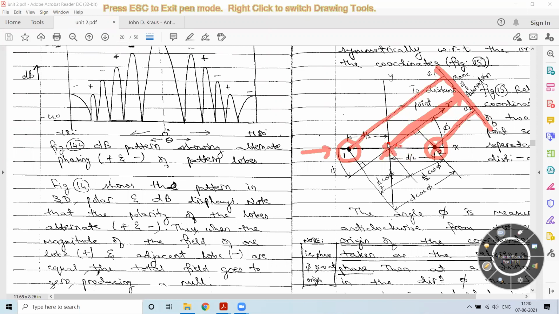Since this is the reference point, with respect to this I need to estimate. Because of that, source 1 is lagging with respect to the reference point, and source 2 field is leading with respect to the reference point. So E1 is lagging and E2 is leading. How do I represent this? This is represented with the help of psi, which is given by dr cos phi, where dr is beta times d. That is the distance in terms of radians.